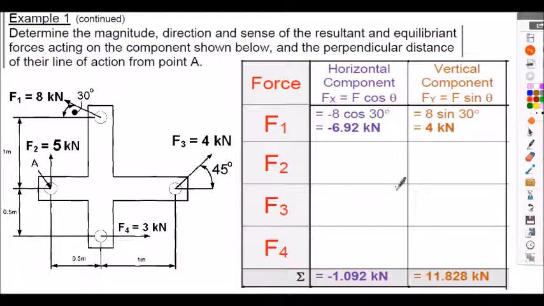And that's what the second 2 columns here relate to. So what I would like you to do is to complete the horizontal component column and the vertical component column using your knowledge from the previous presentation.